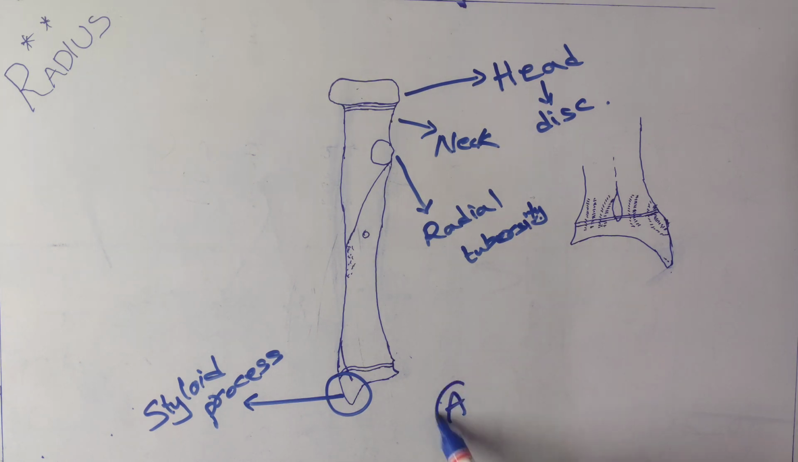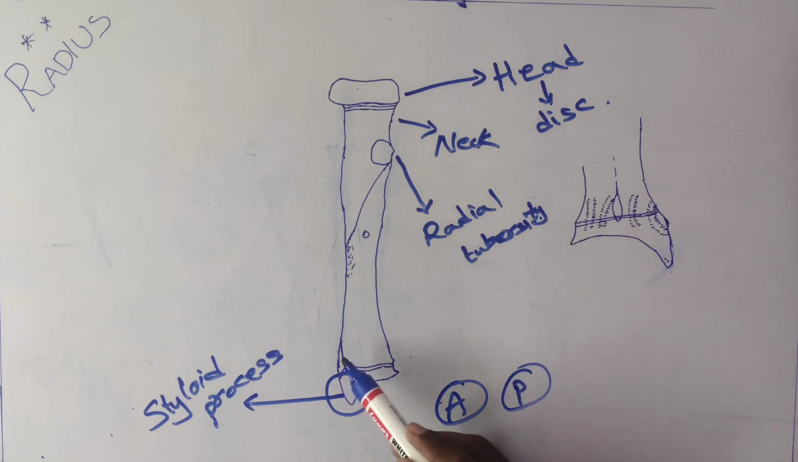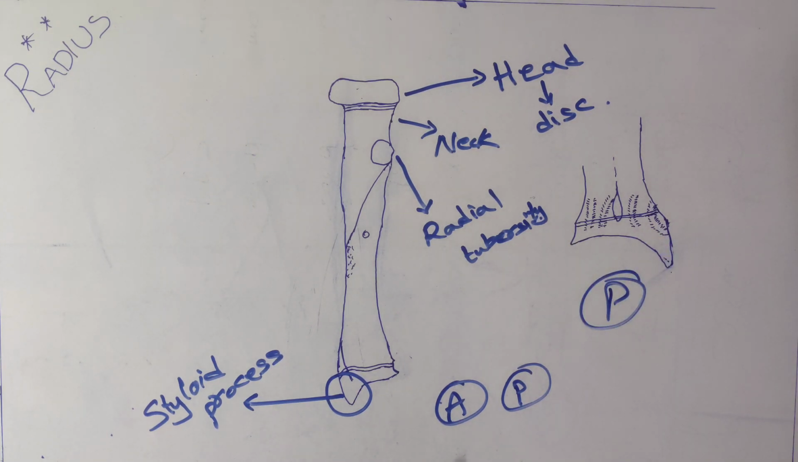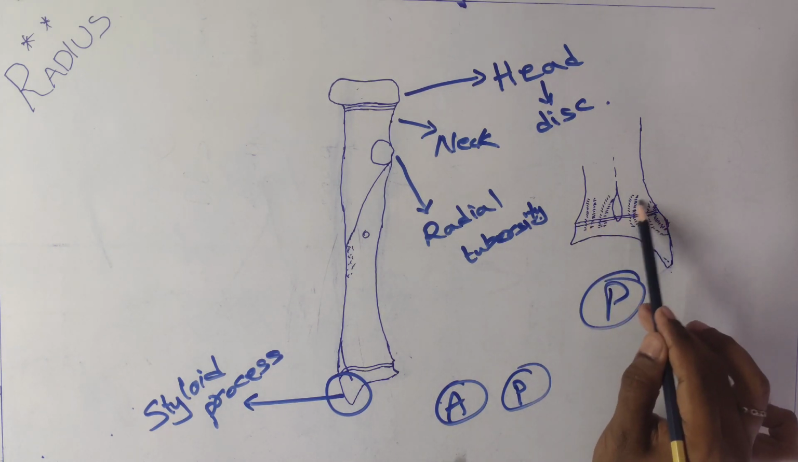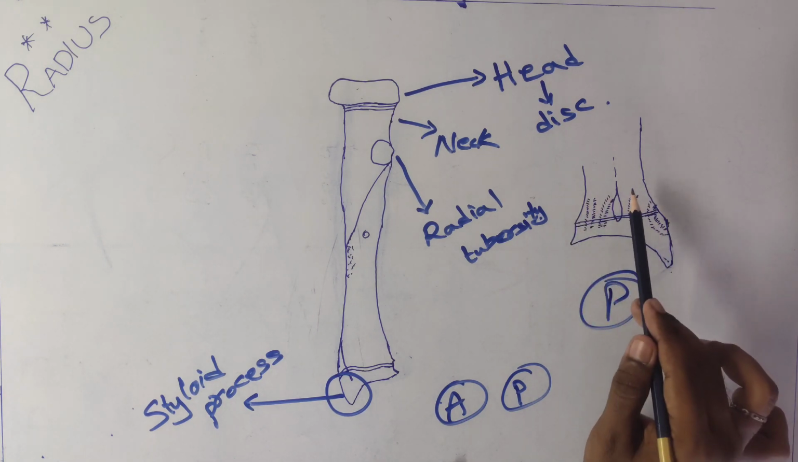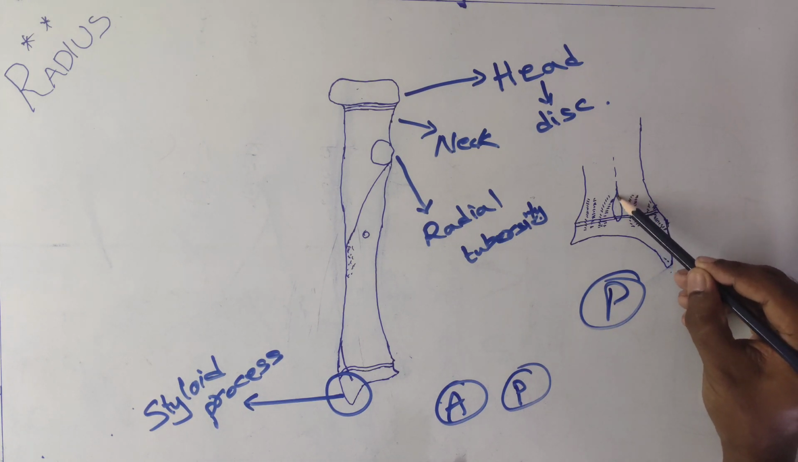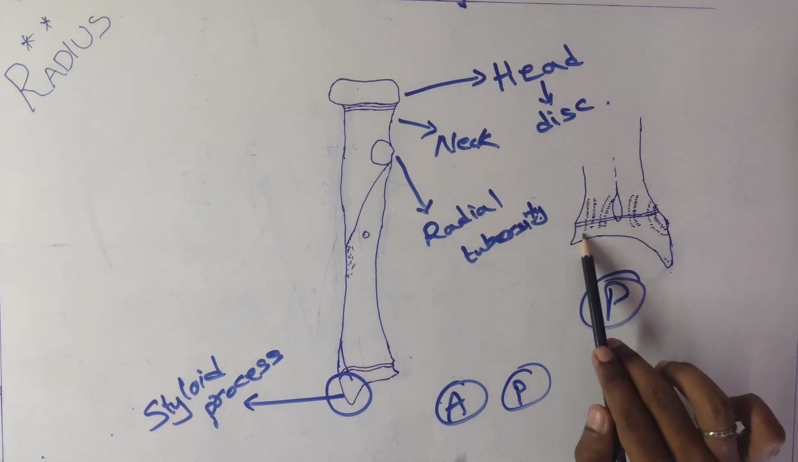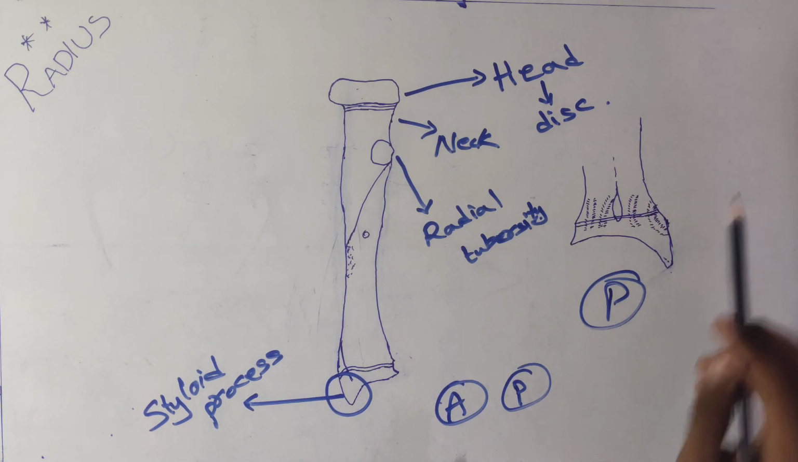One is the anterior surface and one more is the posterior surface. At the anterior surface there is a prominent ridge. At the posterior surface of the lower end there are four grooves: first groove, second groove, third groove and fourth groove. And there is the dorsal tubercle of Lister, present at the posterior surface. So, anterior surface has a prominent ridge, and posterior surface has four grooves and the dorsal tubercle of Lister.